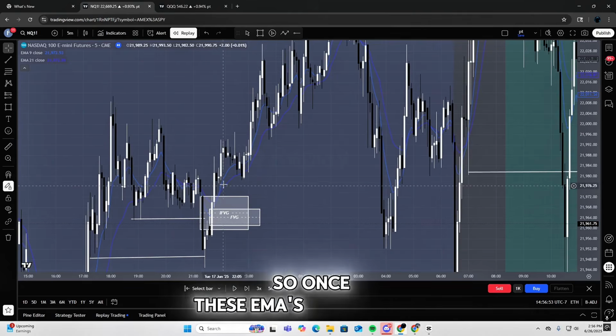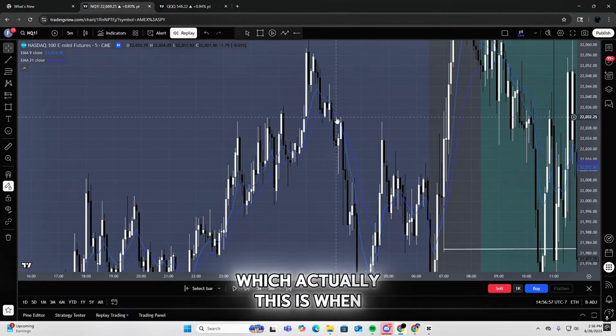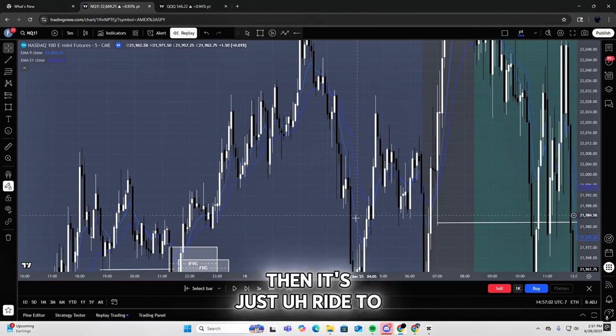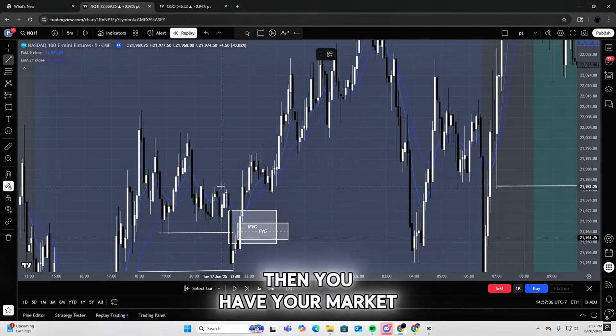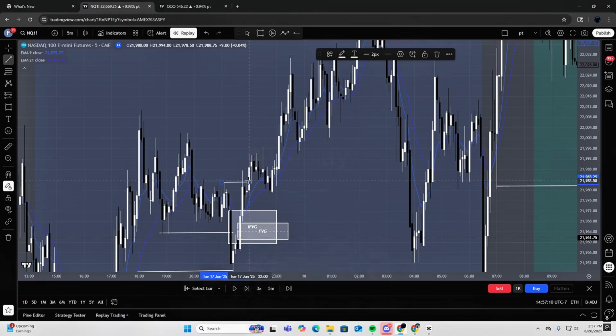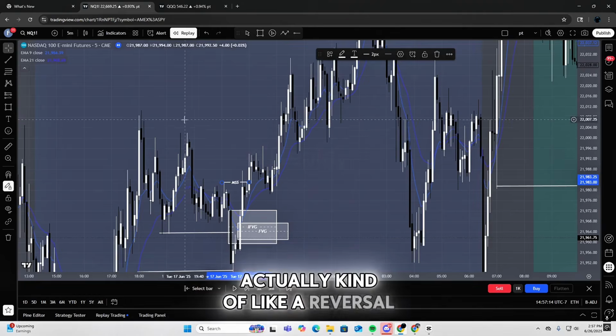So once these EMAs cross above, then you could just ride it along until they cross down, which actually, this is when they cross down, right? Then it's just a ride to the downside, but when they cross up, it's a ride to the upside. And then you'll have your market structure shift right here. We swept it, and then after this candle right here, we actually activated our market structure shift, right? So from here, this was a reversal play.